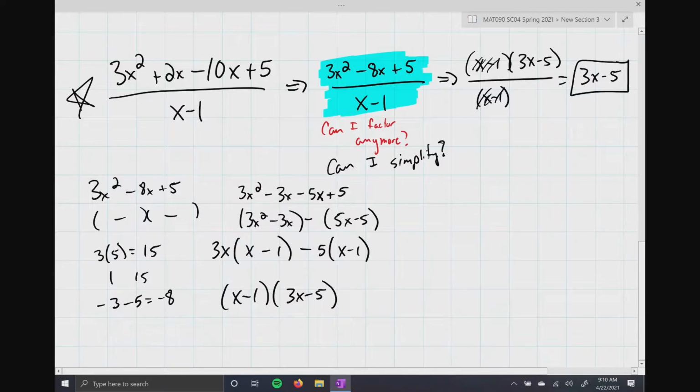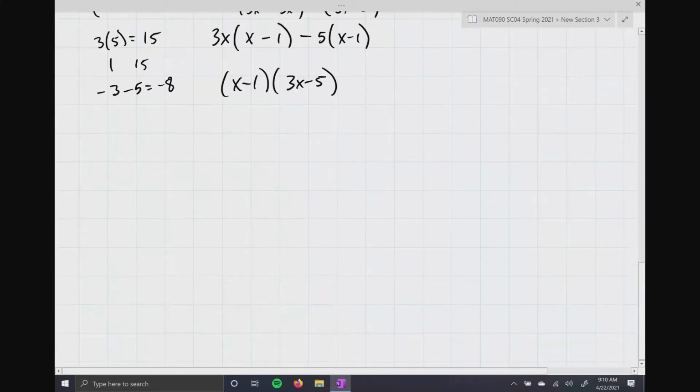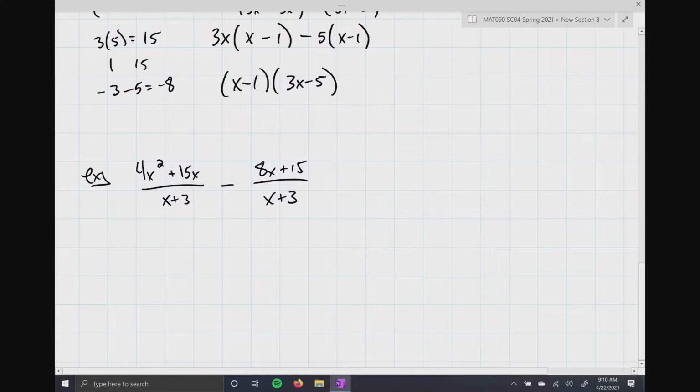All right. So why don't we just do another problem together? How about that? All right? So here's an example. All right, and we're going to do 4x squared plus 15x over x plus 3 minus 8x plus 15 over x plus 3. Okay? How are we looking so far, everyone?